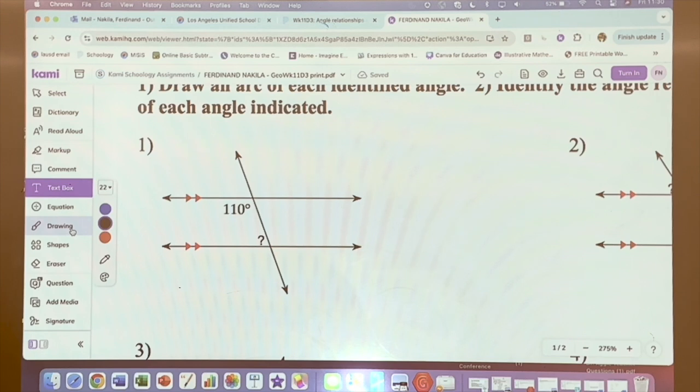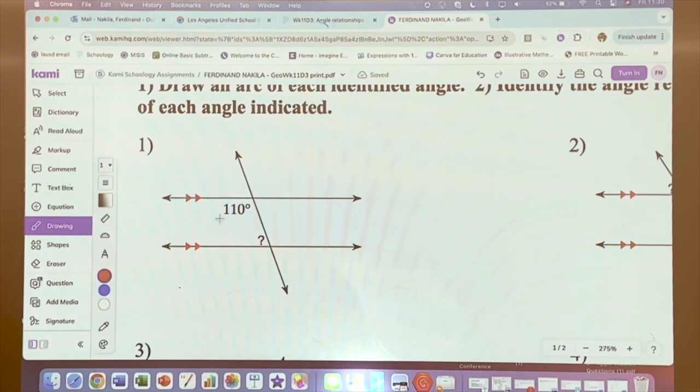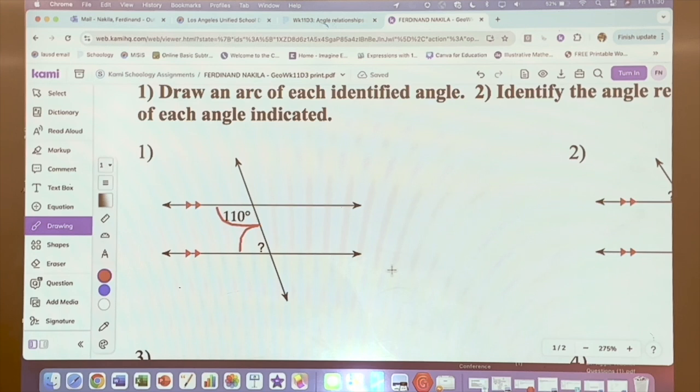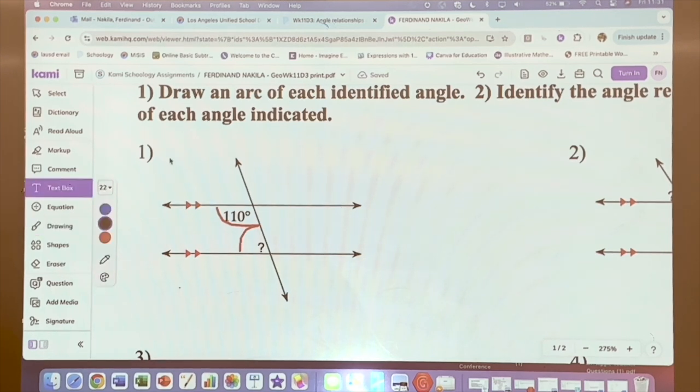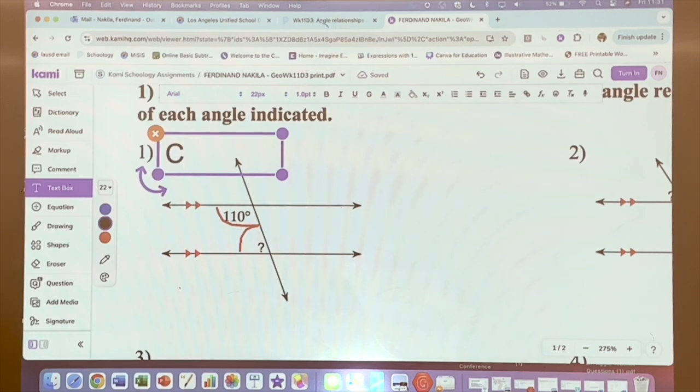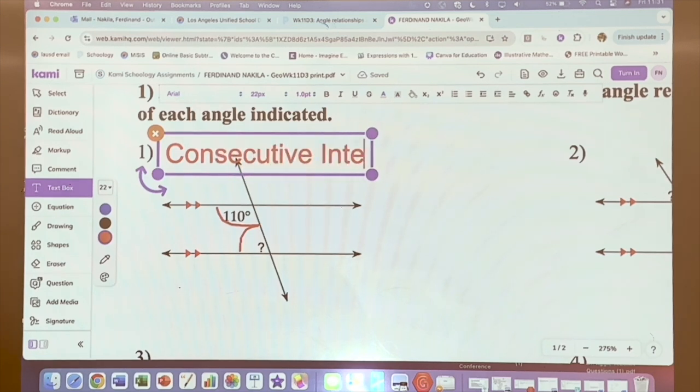Okay. So the first thing to do is to draw an arc so that it would be very clear to us which angle is identified. So what kind of angle relationship is this? Corresponding? Is this corresponding? They are both on the left. Consecutive interior. Okay, write that name here. I'm going to use red. Consecutive interior.